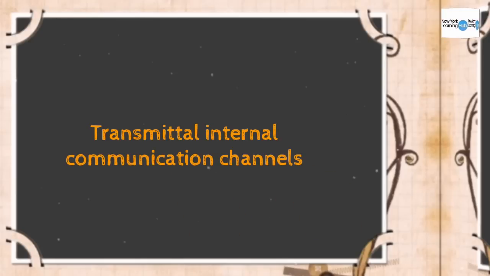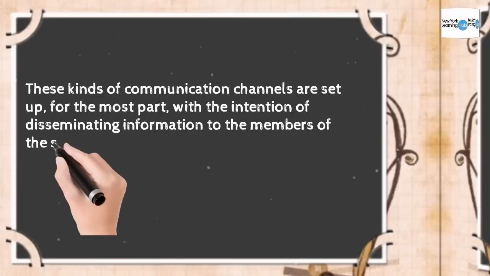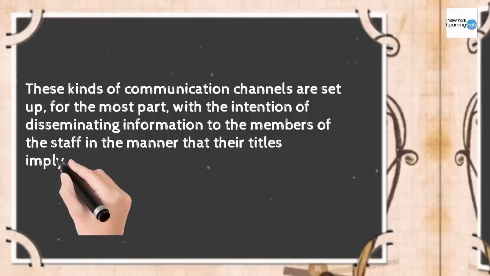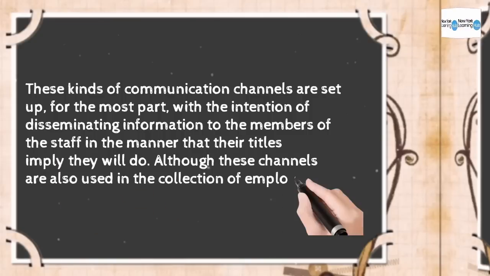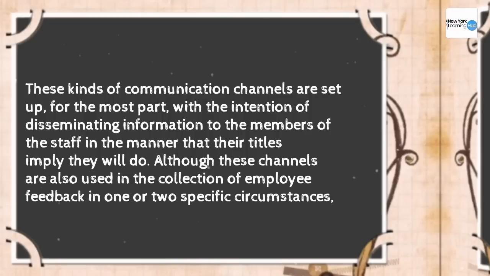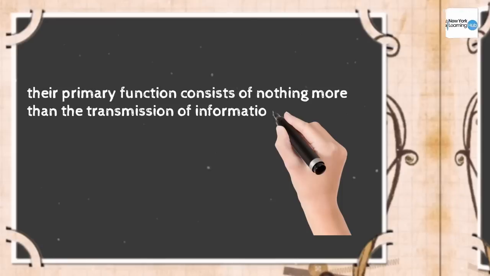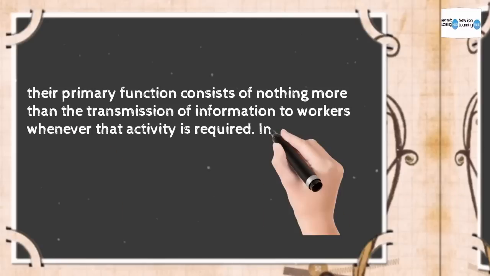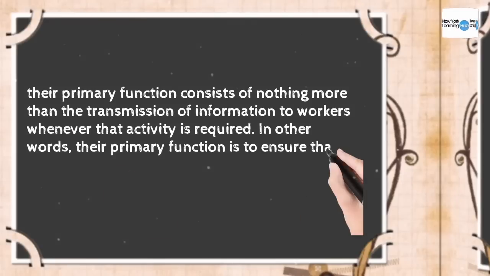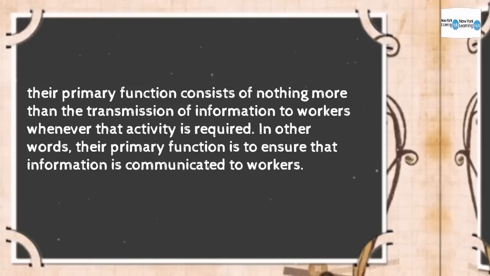Transmittal internal communication channels. These kinds of communication channels are set up for the most part with the intention of disseminating information to the members of the staff, in the manner that their titles imply. Although these channels are also used in the collection of employee feedback in one or two specific circumstances, their primary function consists of the transmission of information to workers whenever that activity is required. In other words, their primary function is to ensure that information is communicated to workers.